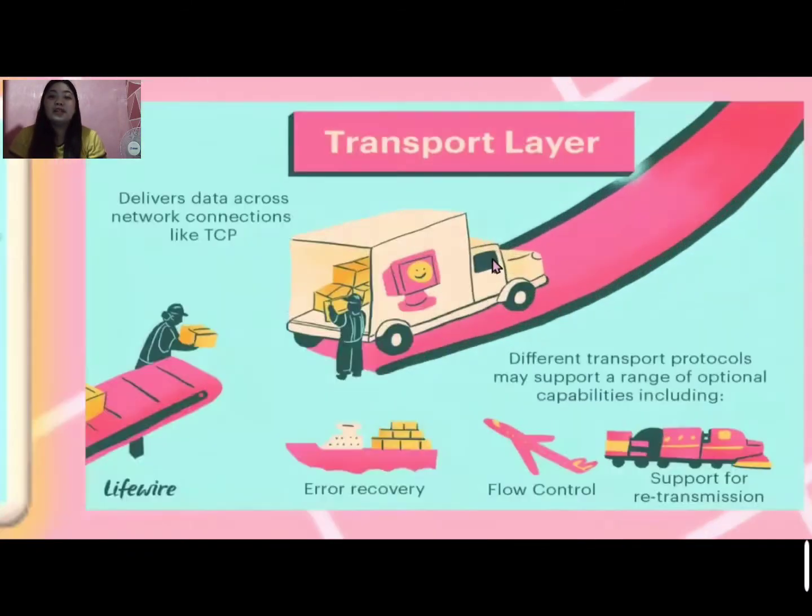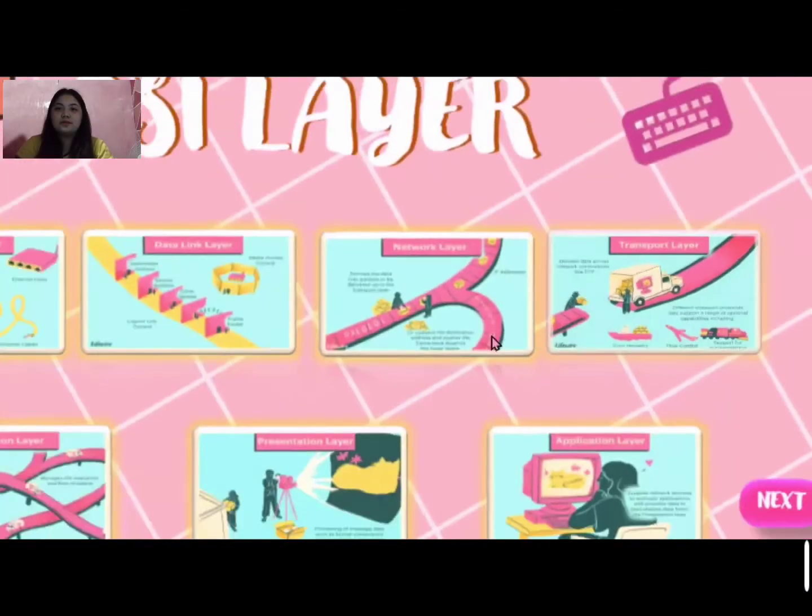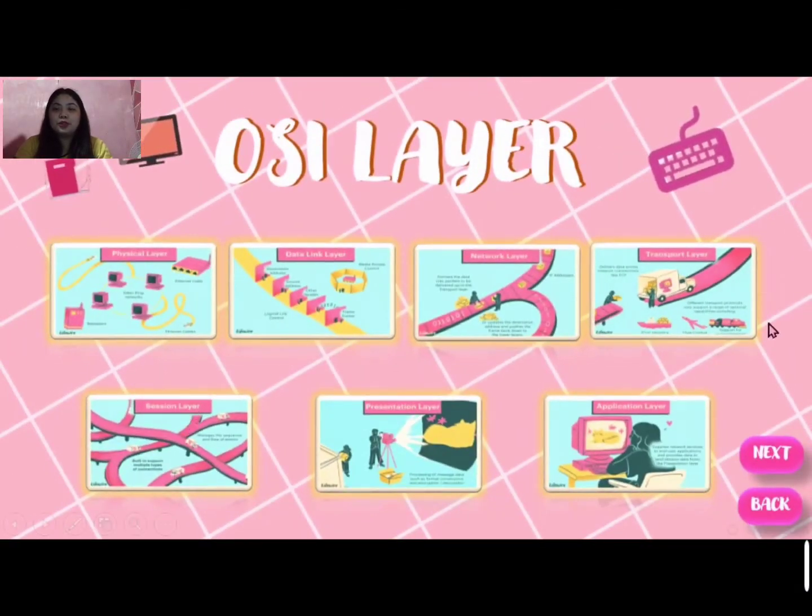And the transport layer delivers data across network connections. Transmission Control Protocol, or TCP, and User Datagram Protocol, also known as UDP, are the most common examples of the transport layer. Different transport protocols may support a range of optional capabilities, including error recovery, flow control, and support for retransmission. And now we are done with the transport layer.